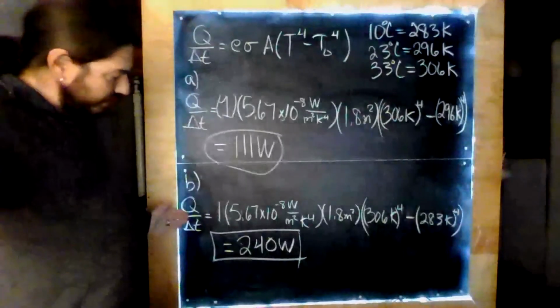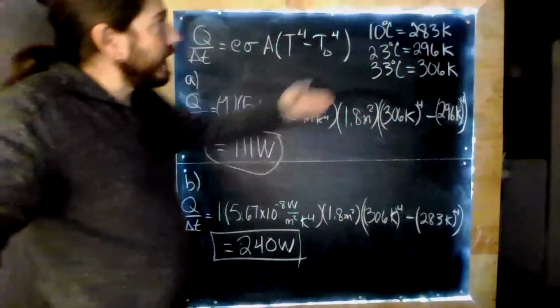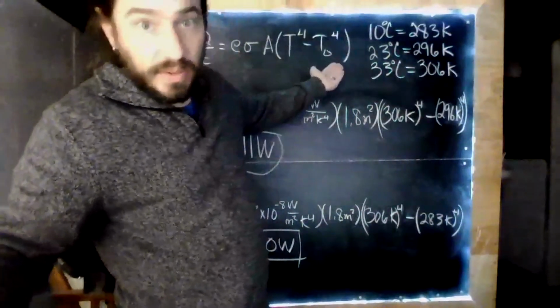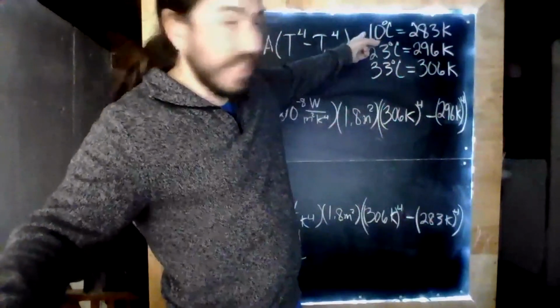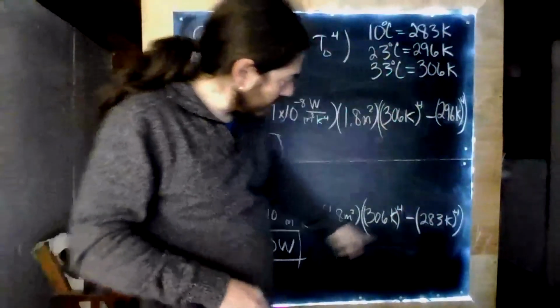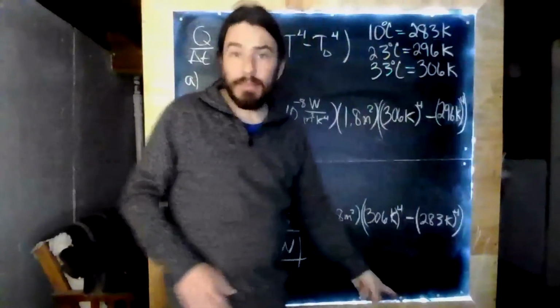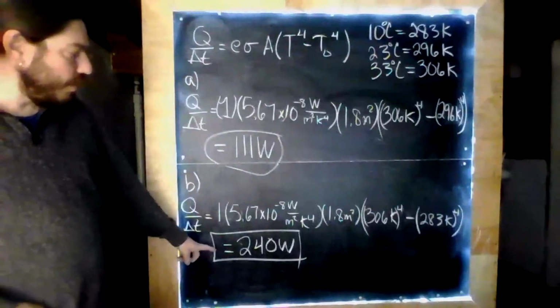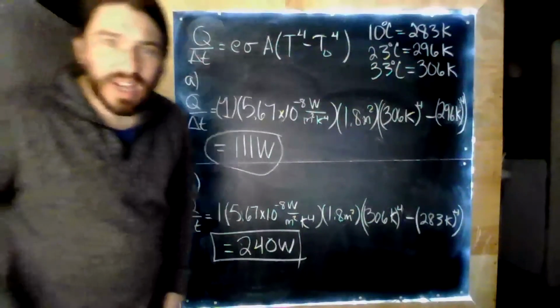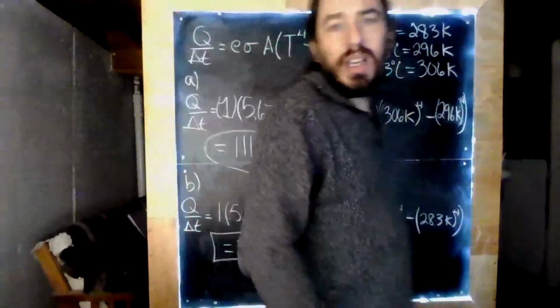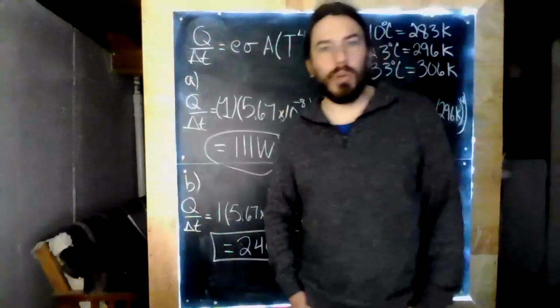So I plugged in my numbers for part B. Notice the only thing that changed is the temperature of your surroundings, right? And so we swapped out our 23-degree walls for some 10-degree walls. Right here, 283. Okay, and what happened? Ooh, we got 240 watts now. So basically a little bit more than double, right? So now my heat loss is more than double what it was with the warmer walls.